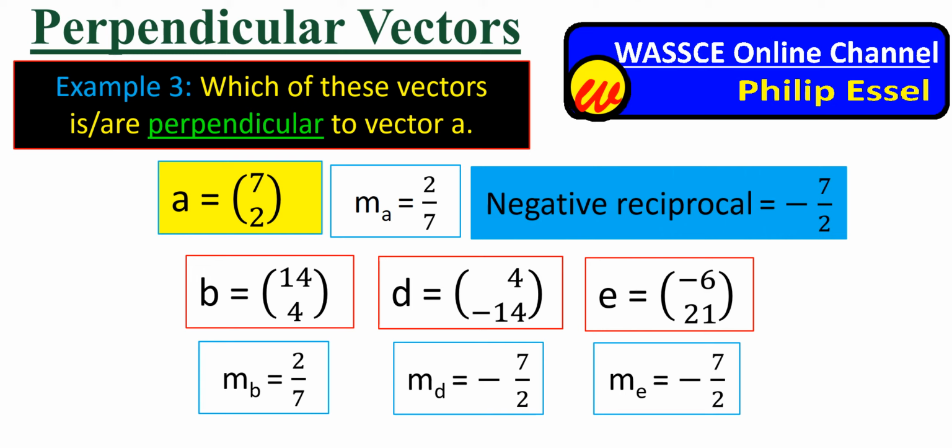All the vectors with this slope, negative 7 over 2, are perpendicular to the vector A. The vectors D and E have the slope of negative 7 over 2. What this means is that they are perpendicular to the vector A. The vector B does not have this slope of negative 7 over 2. It is therefore not perpendicular to the vector A.